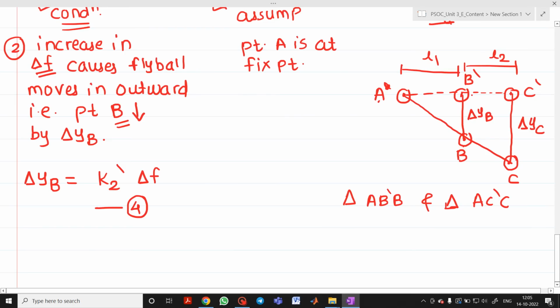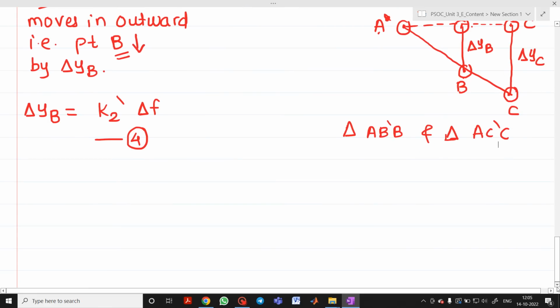So from the triangle, can I write like this? B, B dash upon C, C dash. Yes, you can take it in this way also. B, B dash upon C, C dash will be equal to AB dash upon AC dash.